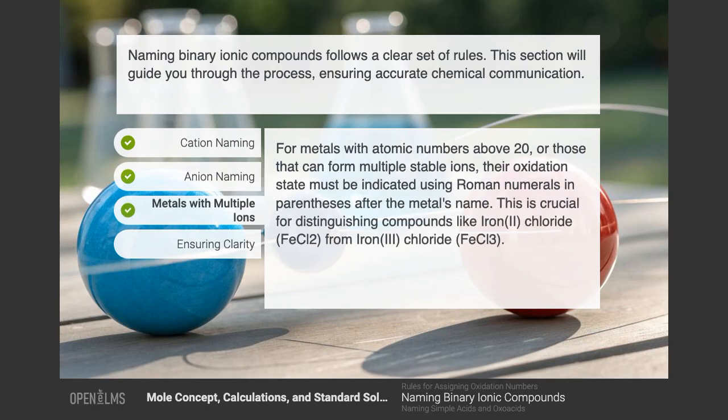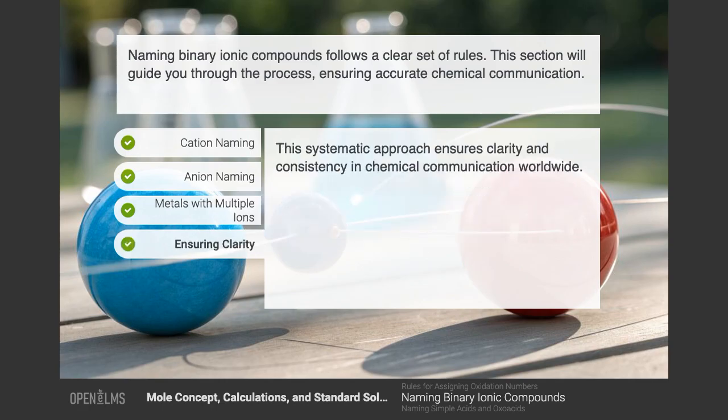For metals with atomic numbers above 20, or those that can form multiple stable ions, their oxidation state must be indicated using Roman numerals in parentheses after the metal's name. This is crucial for distinguishing compounds like iron(II) chloride, FeCl2, from iron(III) chloride, FeCl3. This systematic approach ensures clarity and consistency in chemical communication worldwide.